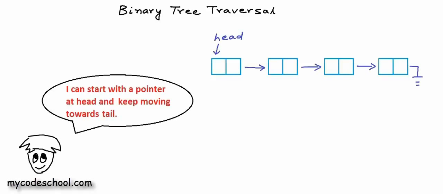In this lesson, we are going to talk about binary tree traversal. When we are working with trees, we may often want to visit all the nodes in the tree. Now, tree is not a linear data structure like array or linked list. In a linear data structure, there would be a logical start and a logical end. So we can start with a pointer at one of the ends and keep moving it towards the other end.